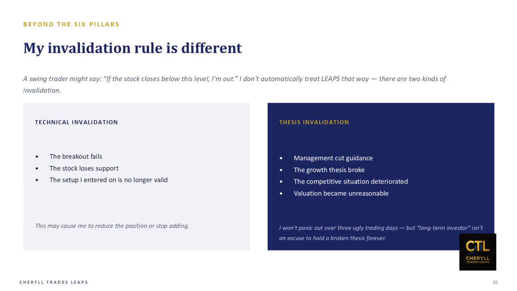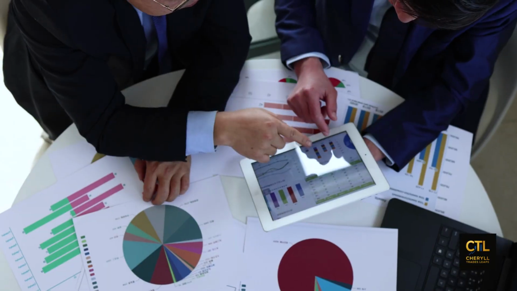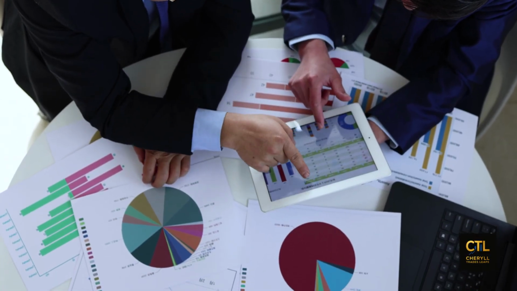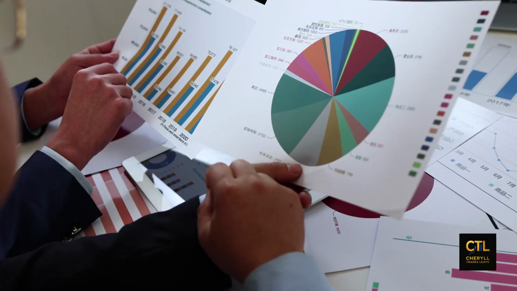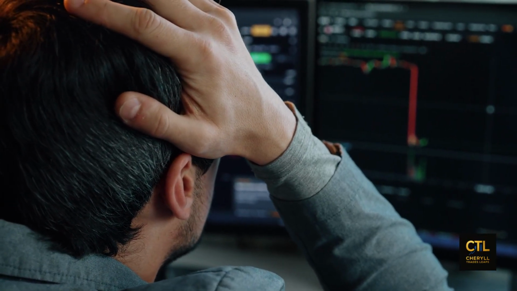But then I ask a more important question. Thesis invalidation. Has something actually changed about the company? Did management cut guidance? Did the growth thesis break? Did the competitive situation deteriorate? Did valuation become unreasonable? Did the fundamental reason I bought the company disappear? That's much more important for a long-duration position. I don't want to panic out of an 18-month LEAPS contract because of 3 ugly trading days. But I also don't want to use the words, "I'm a long-term investor," as an excuse to hold a broken thesis forever. The difference is having the invalidation rules before the trade becomes emotional.